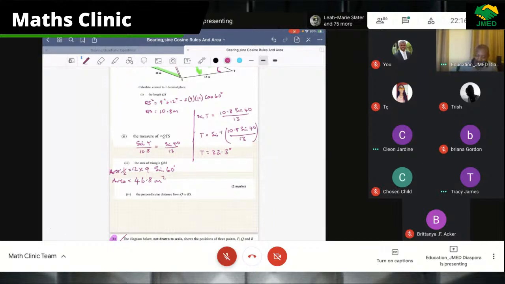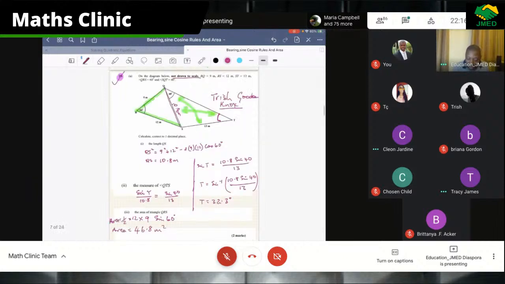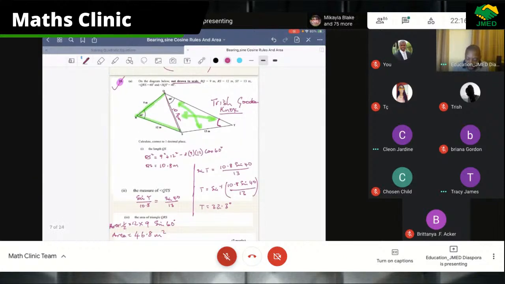Okay. All right. And the final part now says, calculate the perpendicular distance from Q to RS. Oh my word. Q to RS. The perpendicular distance. Let me drop that in. Q to RS.